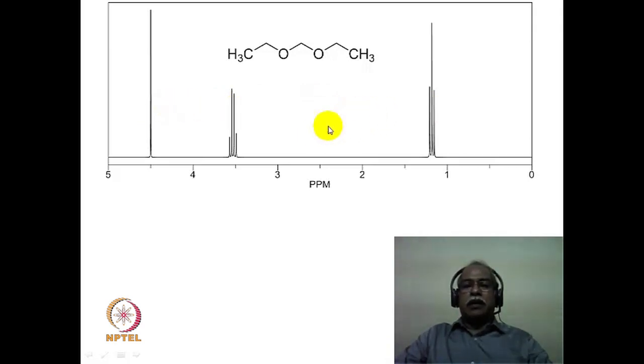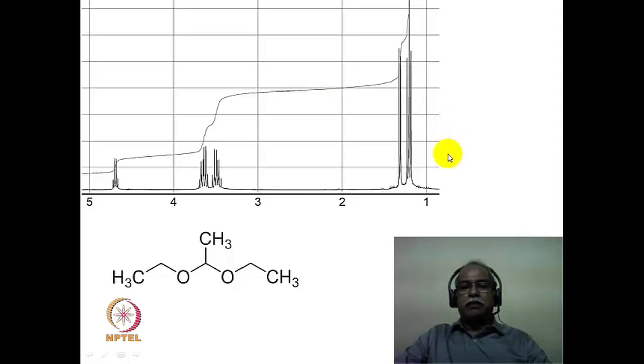Now let us ask ourselves this question. Suppose I introduce a substituent here at this position in the form of a methyl group. What happens to the NMR spectrum? This simple spectrum turns into a fairly complex spectrum upon introducing a simple methyl group at this position, because now the molecule loses its symmetry. We are now talking about this particular molecule.